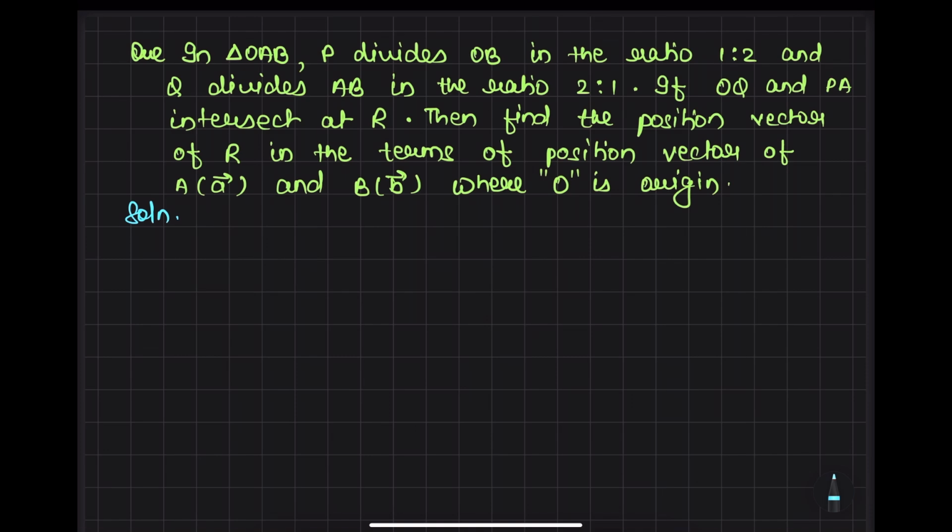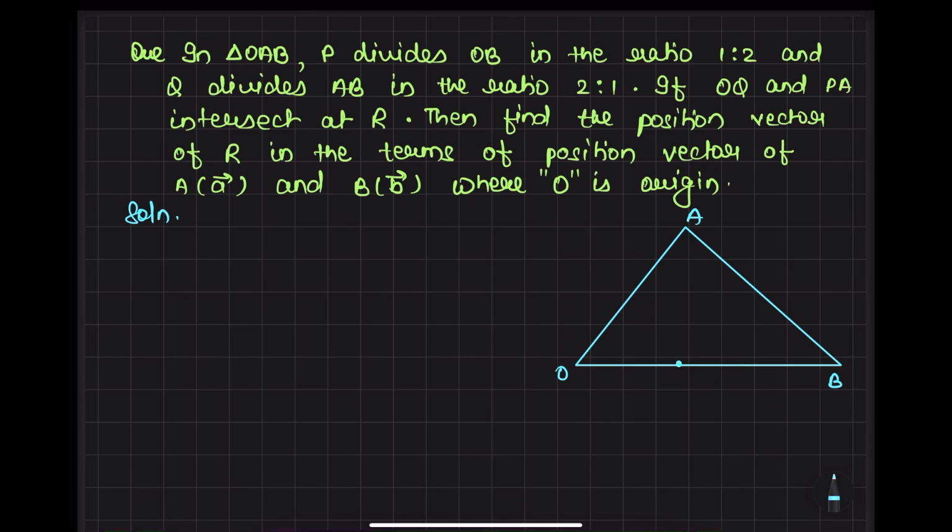So, we got a wholesome new problem which says: in triangle OAB, P divides OB in the ratio 1 is to 2, and Q divides AB in the ratio 2 is to 1. Okay, so we will draw a triangle. Suppose this is the triangle. Okay, so we have OAB. P divides OB in the ratio 1 is to 2.